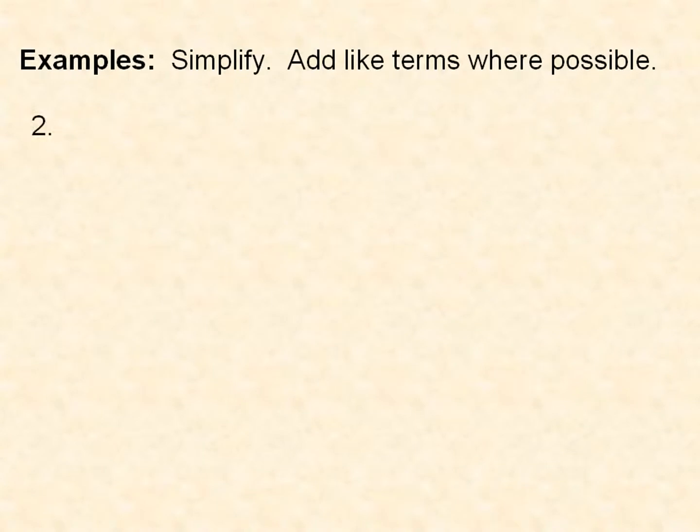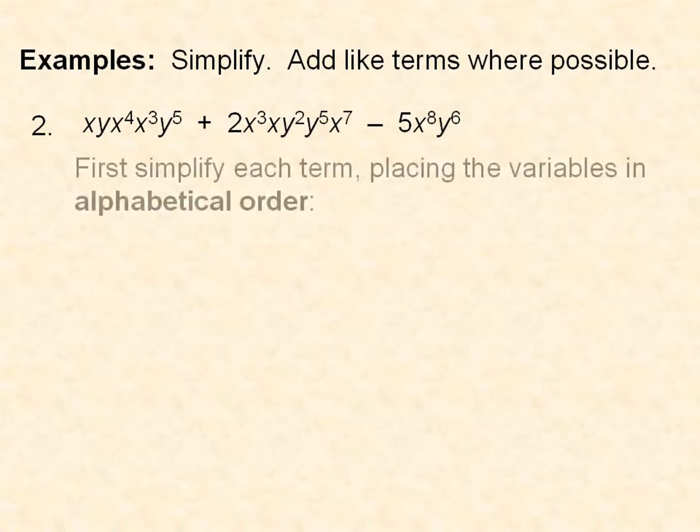Number 2, xyx^4x^3y^5 plus 2x^3xy^2y^5x^7 minus 5x^8y^6. Again, the terms are kind of a mess, so we will first simplify each term, placing the variables in alphabetical order. The first term has 8 x's multiplied, so it's x^8, and it has 5 and 1, 6 y's multiplied, it's y^6. So the first term is x^8y^6.